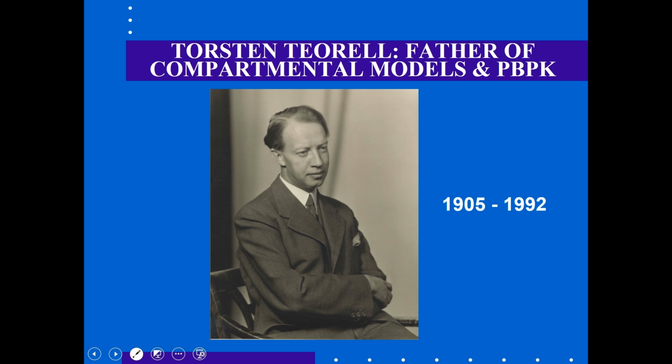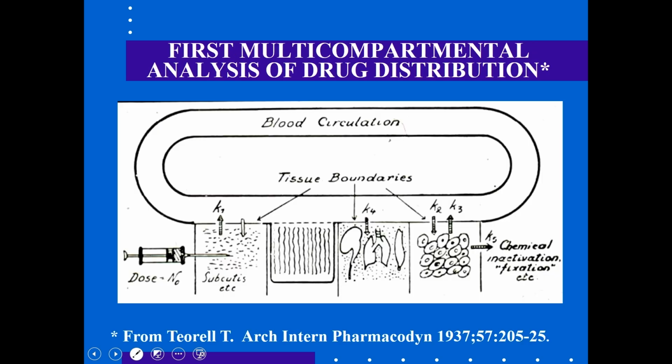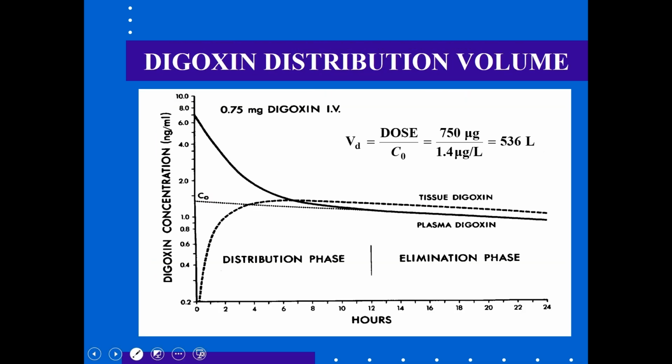And we're indebted to a physiologist at the University of Uppsala, Torsten Teorell, who many years ago developed the first multi-compartmental model. He's regarded, therefore, as the father of both compartmental modeling and physiologically based pharmacokinetics. And this is a picture of one of his models, and what you can see here is a central compartment which represents the intravascular space. There's distribution into tissues here, elimination by various organs. Essentially, he was working with a 2-compartmental model.